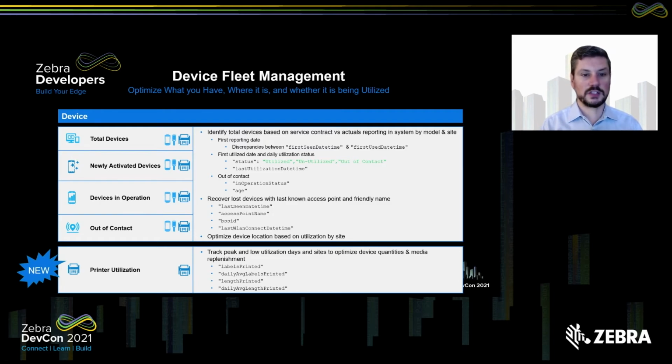Newly activated devices helps when you're deploying devices. So when does it first come online and when is it first used? Utilization is something tied in with the devices in operation. And I spoke to that earlier on some of the enhancements around that utilization and how much those are being used. And then the out of contact, if we have devices not reporting in, we can help recover those with some information around when it was last seen, where it was last seen, tying in with access points.